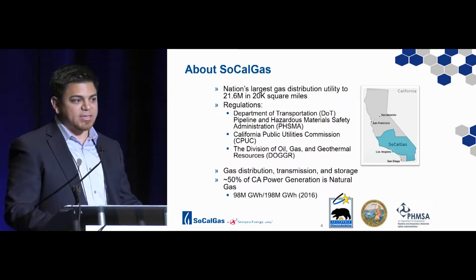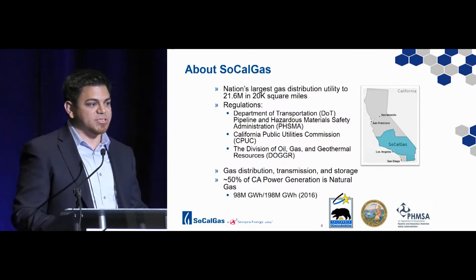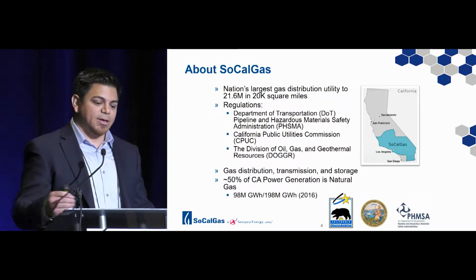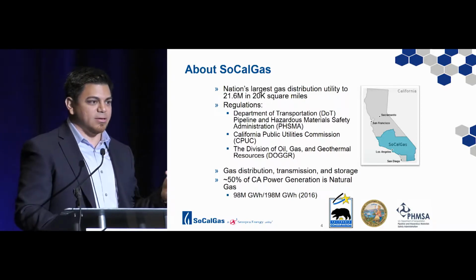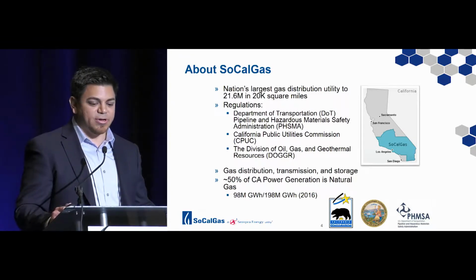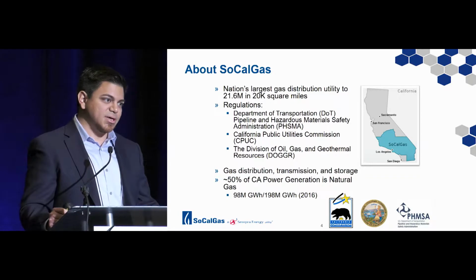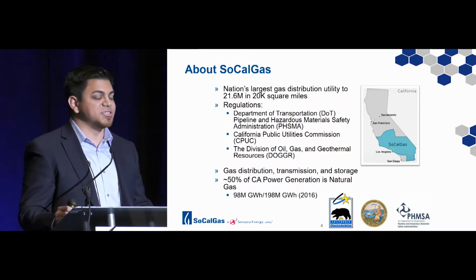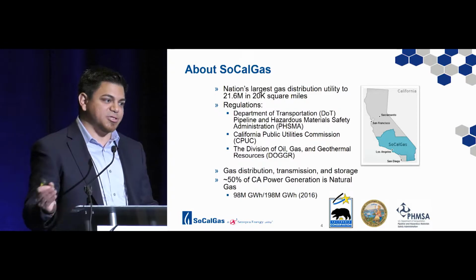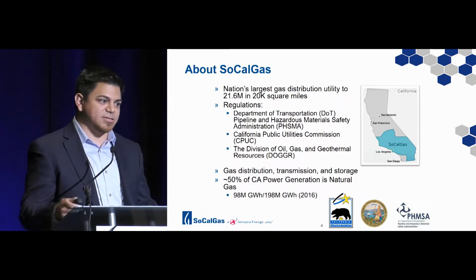A little bit about SoCalGas. It is the largest gas distribution utility in the nation, with 21 million customers and 20,000 square miles. You hear a lot about regulations on the electrical and grid sector, but pipeline and the natural gas sector also has some regulations. So we're subject to a couple of federal regulations and the California CPUC, of course. And we're in the gas distribution, transmission, and storage spaces. One thing I think is interesting to note is that, at least in California, 50% of power generation comes through natural gas. So if you think about it, it's sort of an indirect attack. You can impact the grid indirectly.